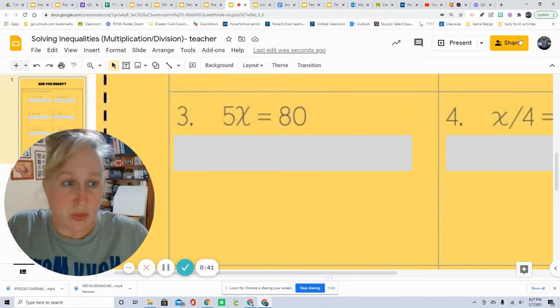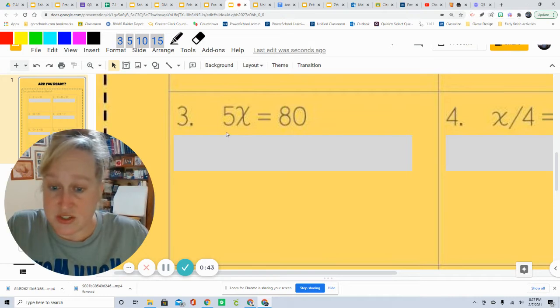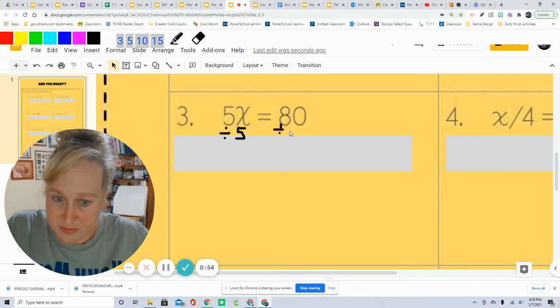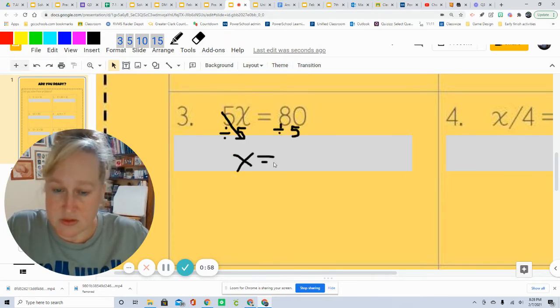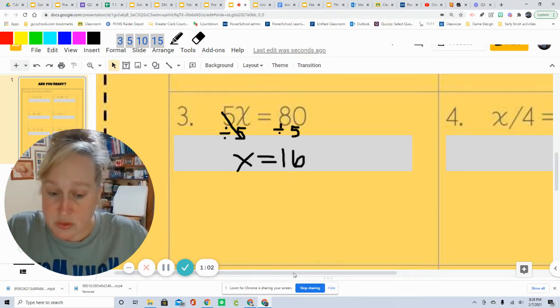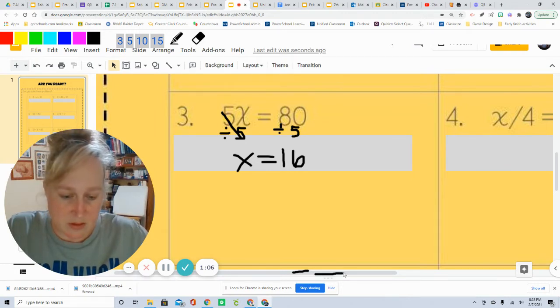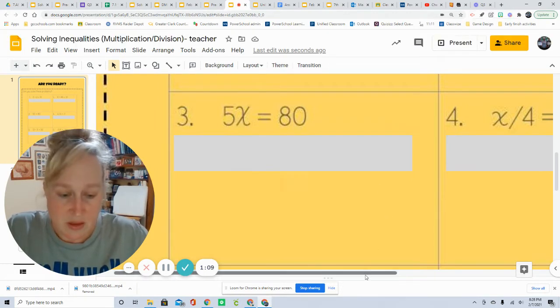So in order to do those problems, I know that I just need to divide both sides by 5. So if I divide this side by 5, I divide this side by 5. My answer will be x equals 80 divided by 5, which is 16. So I can do those problems. Of course, it won't let me draw.